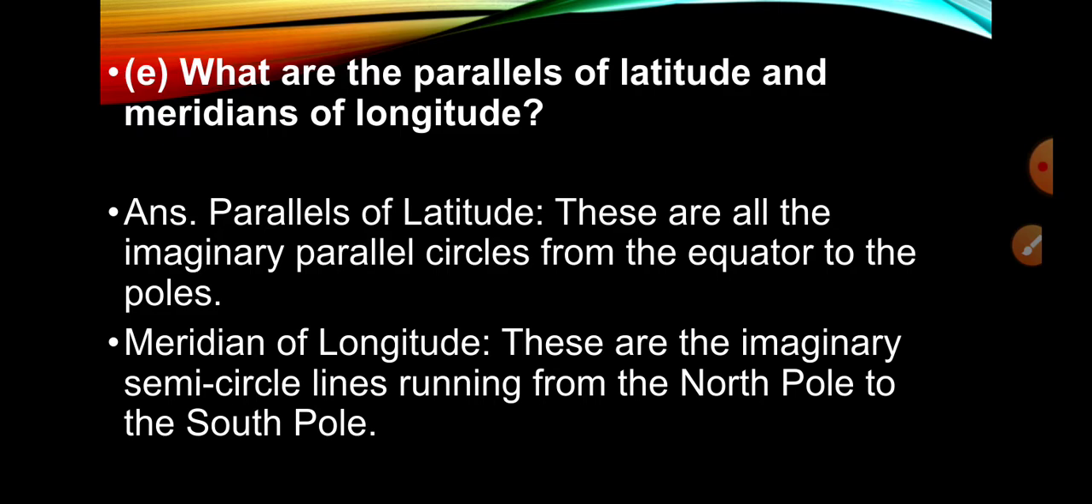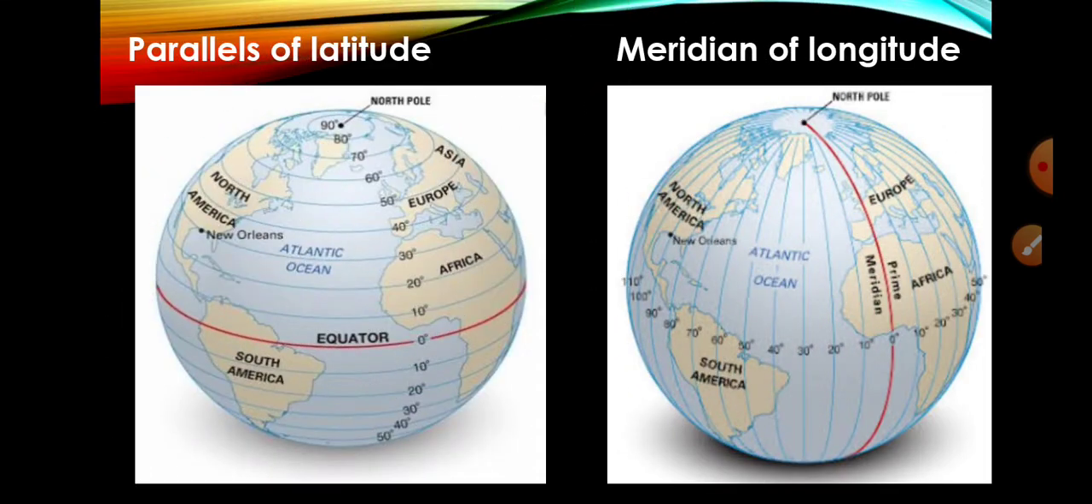Question number 5. What are the parallels of latitude and meridians of longitude? Parallels of latitudes are imaginary parallel lines from the equator to the poles. And what is meridian of longitude? These are the imaginary semicircle lines running from the north pole to the south pole. Let us understand with the diagram. Parallels of latitude are the parallel lines with the equator. Did you understand? The lines parallel to the equator are parallels of latitude.